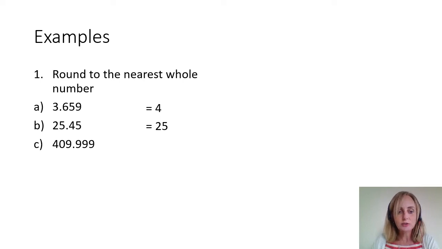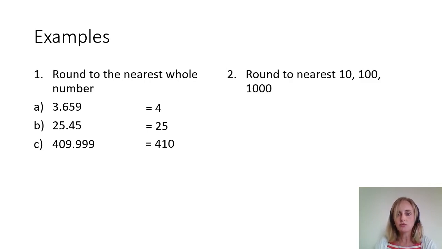409.999, so it's a 9 in this first place. That means we're going to round up. However, rounding this 9 up means it becomes 10. So everything sort of moves one place along in terms of our number column. So 409 becomes 410.